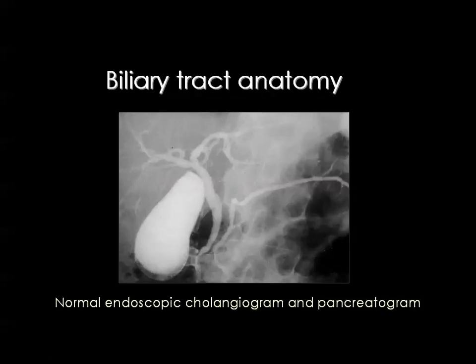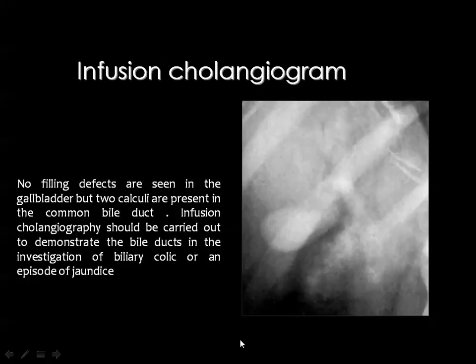And this is the normal ERCP anatomy of the biliary system. And you see this is the common bile duct, and these are the intrahepatic biliary radicals, and this is the main pancreatic duct. And the infusion cholangiogram was performed in the era before CT and MRI, and you can appreciate the very bad quality of the radiograph.